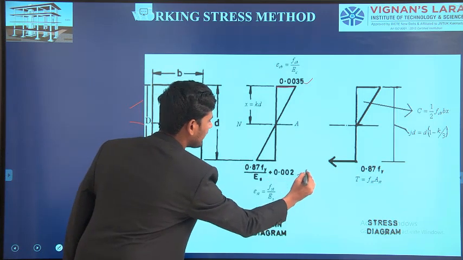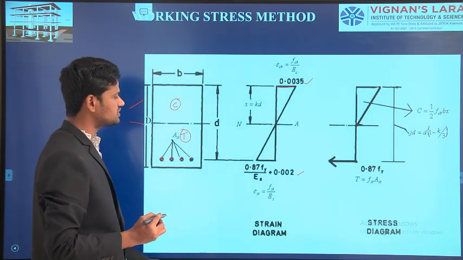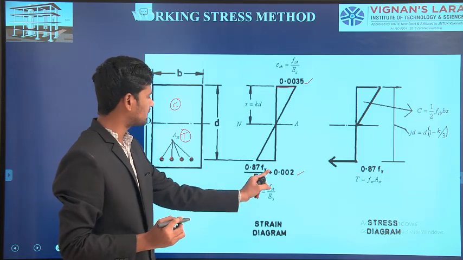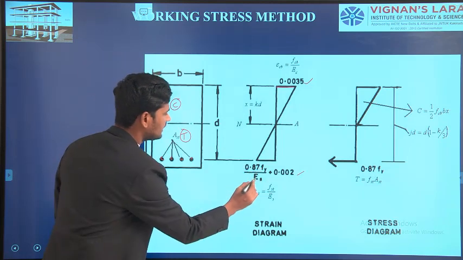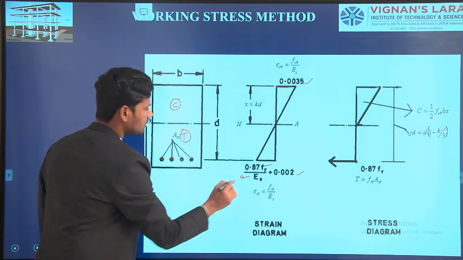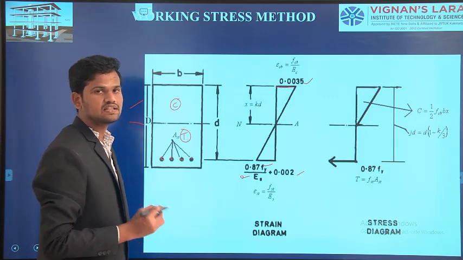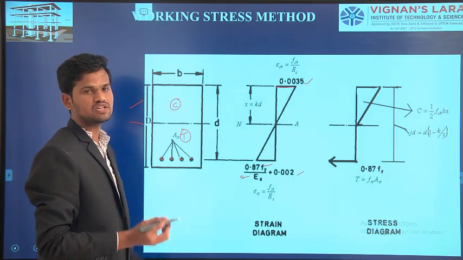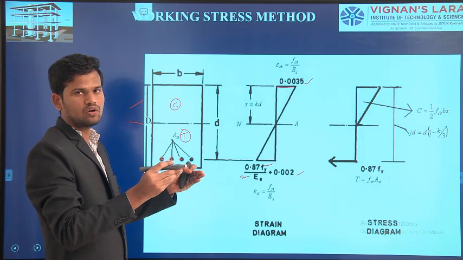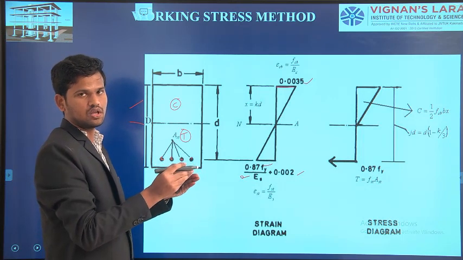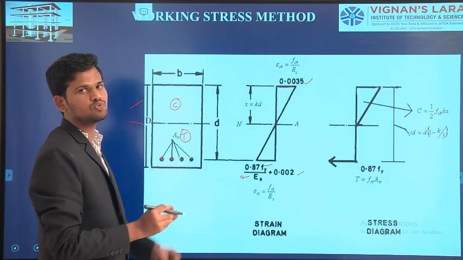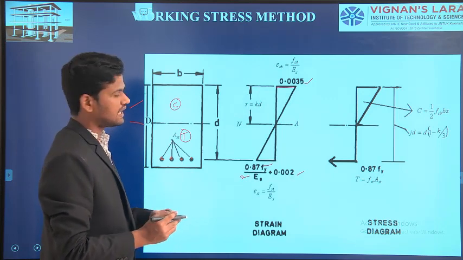Again, the maximum tensile strain in the steel we take as 0.002 plus 0.87 Fy by Es, where Fy is the yield strength of the steel and Es is the modulus of elasticity of the steel. Elasticity means resistance to deformation. If you apply the load, the member will deform, and if you remove the load, the material regains its original position. That material is called an elastic material.